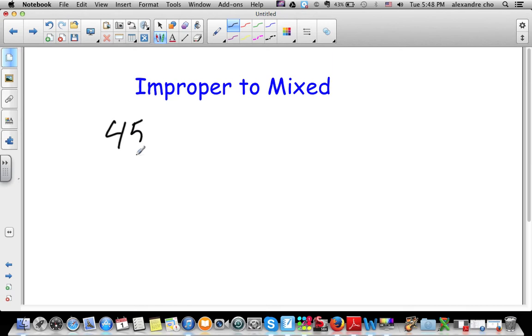So let's say you have 45 over 10. It's a bad one, but we'll do it. So change this to a mixed number. You're going to ask yourself, how many times can 10 go into 45? And that's 4 times. How many left over? 5 over 10, which you can simplify to 4 and a half.